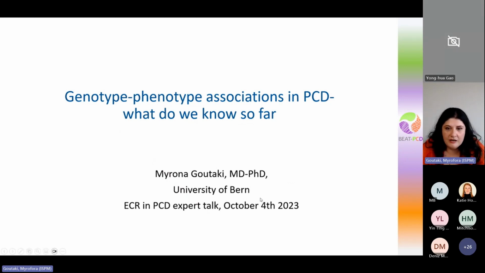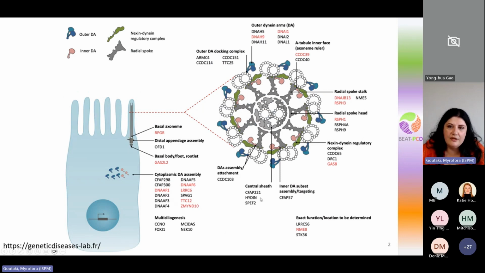Before I start, I will not stay very long at this slide. I just wanted to remind everyone that in PCD, mutations in numerous genes code for proteins that are involved in different stages of the ciliary assembly, structure and function, and they have been grouped based on the different types of proteins that they are coding. This is the basis of the whole discussion that we are having about the possibility of associating genotypes with phenotypes.